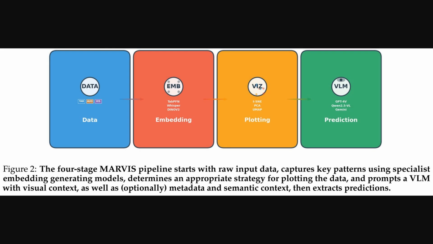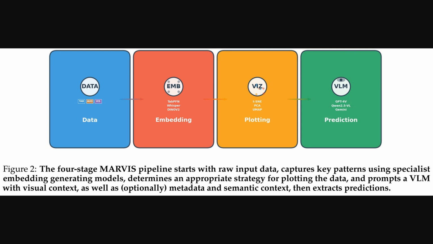Alright, so how does MARVIS actually achieve this versatility? This diagram breaks down its elegant four-stage pipeline. It starts with raw data, which is fed into a specialist model to create an embedding. An embedding is a dense numerical representation, like a digital fingerprint, that captures the data's key features.